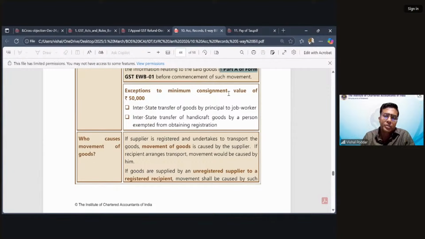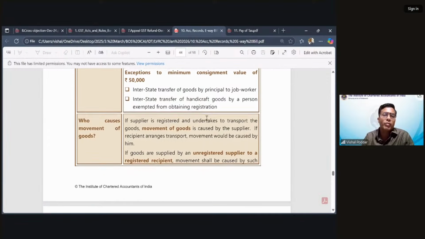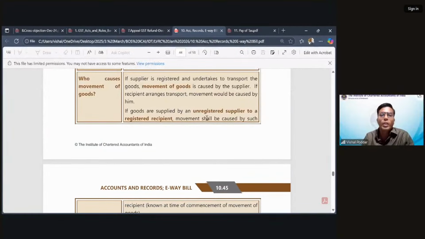Now, exceptions to this 50,000, where an e-way bill has to be generated even where the value is rupees 1. That is, the 50,000 criterion is not applicable and an e-way bill is applicable across all transactions. What are they? One, interstate transfer of goods by a principal to a job worker, and two, interstate transfer of handicrafts by a person exempted from obtaining registration. In these two cases, an e-way bill has to be generated even though the value is below 50,000. In all other cases, an e-way bill is required only when the consignment value exceeds 50,000.